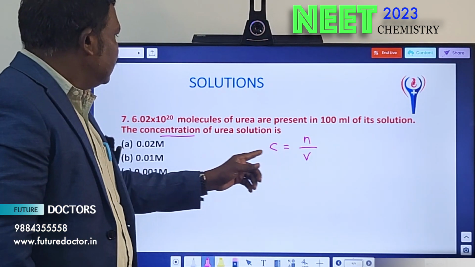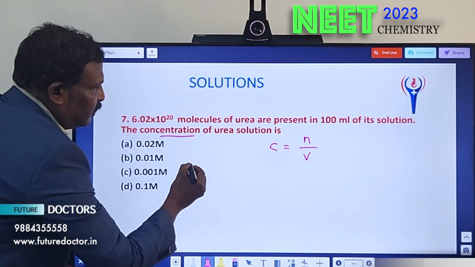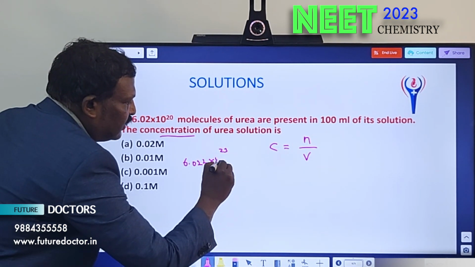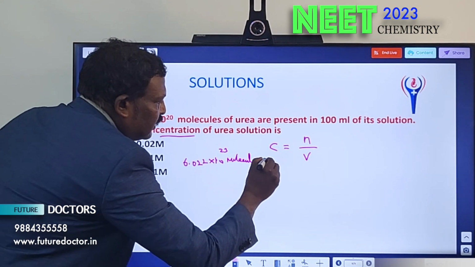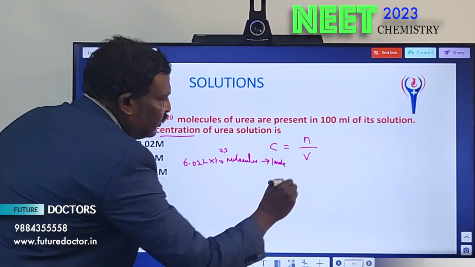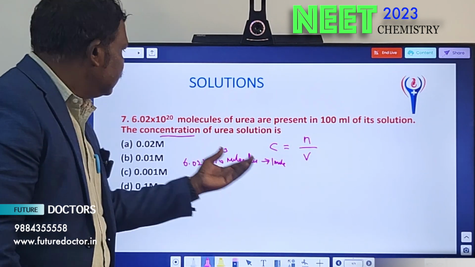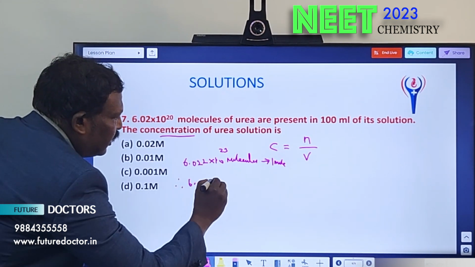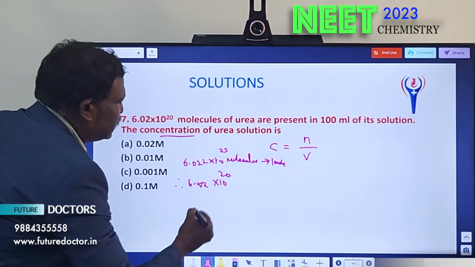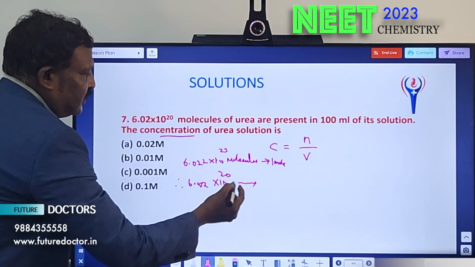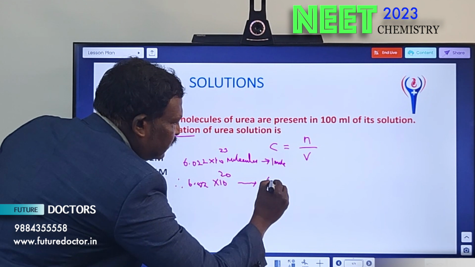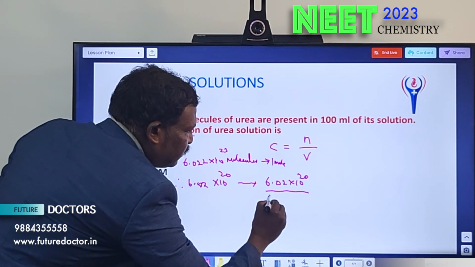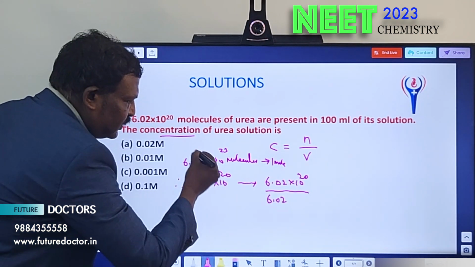We know that 6.022 into 10 power 23 molecules is how many moles? 1 mole. Do you know that this number of molecules is present in 1 mole? Therefore, 6.02 into 10 power 20 molecules is present in how many moles? Just divide: 6.02 into 10 power 20 by 6.022 into 10 power 23.